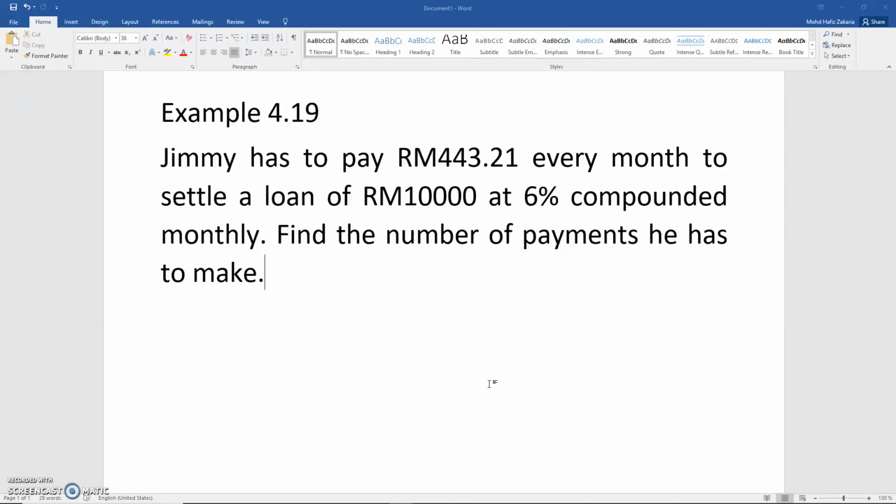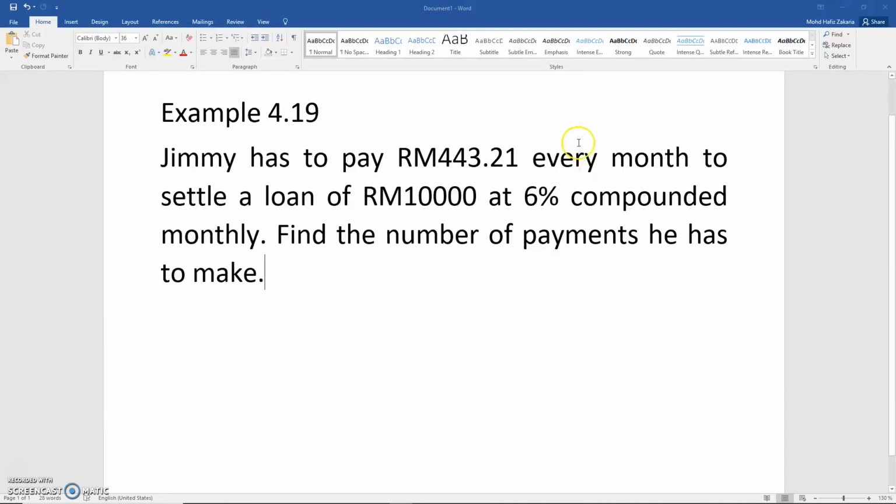To answer this, let's look at whether this is a case of annuity. 443.21 every month. So equal payment at equal interval of time, annuity, obviously. But then, which formula? Whether it can be solved by using the future value formula or the present value formula. So we'll see what information is provided, and we'll determine which formula can be used.